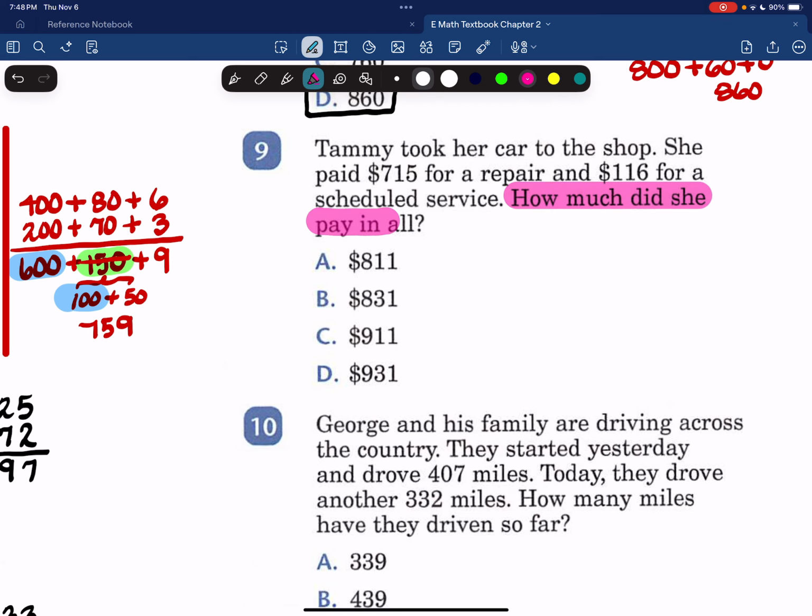So highlight the question and then put a box around the keywords. And in this case, I need to get back to my black ink so you can see it. This is the keyword that means either to add or multiply. So when you get your 715 and your 116, those are two different numbers, so it's going to be addition.